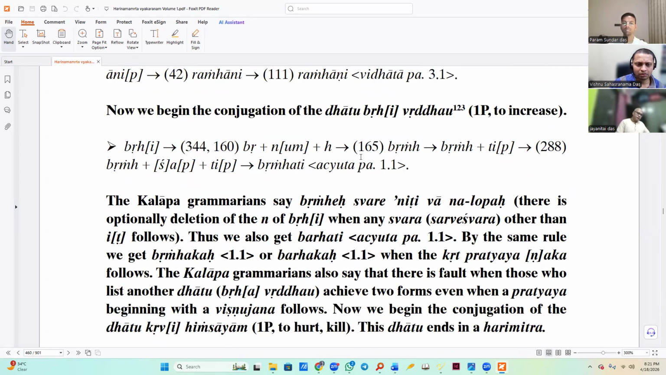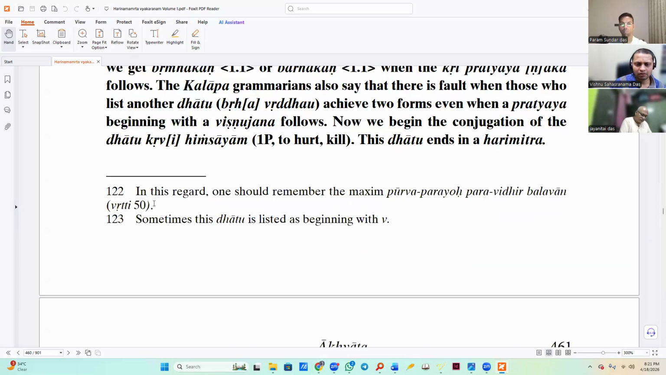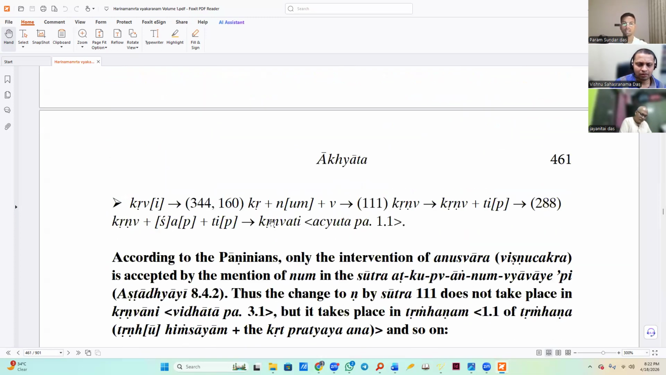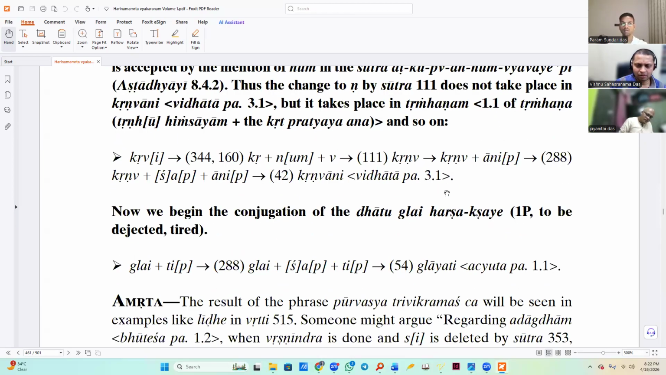If I'm not wrong, this Brihi is the Dhatu from which we get words like Brahma. From this we get Brahma. Vridho. Then Krivi Dhatu. Again, we insert Num because E is there. So Krenvanti. And Natva is done. Krenvati, Krenvata, Krenvanti, Krenvan. Okay, we'll stop here with the grammar till Krivi Dhatu.